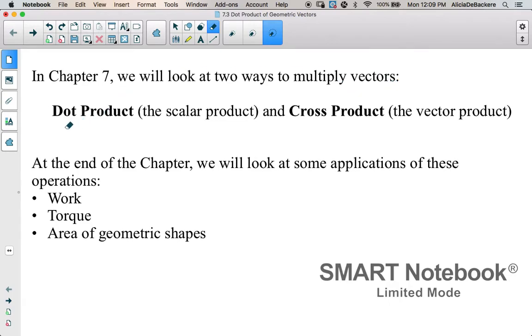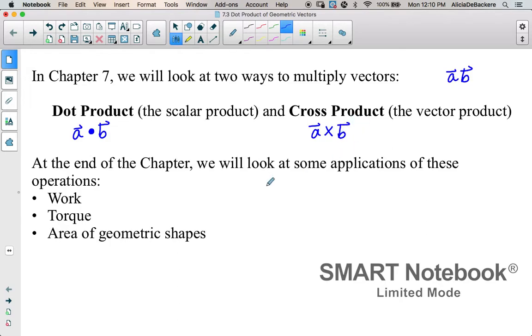And there's two ways to do that. The first is called dot product, and it uses the symbol a dot. And the second one is cross product, and it uses the symbol a cross. So that'll help keep them straight. That means that when I multiply two vectors, I can never just write A, B with no symbol in between. You have to tell me what kind of multiplication you are doing. Are you doing the dot product of the vectors, or are you doing the cross product?